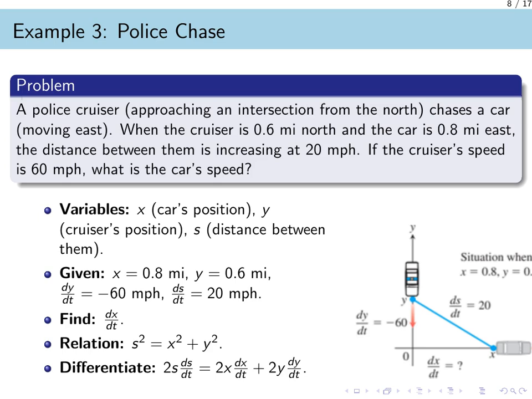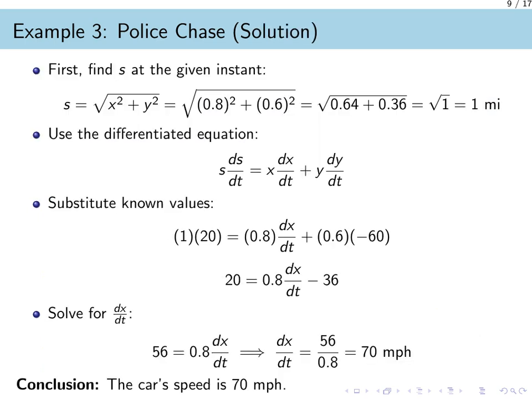The relationship connecting our variables is the Pythagorean theorem. s squared equals x squared plus y squared. By differentiating this equation with respect to time, we get a new equation that relates all the rates. Our goal is to use this derivative and the given values to solve for dx/dt, which is the speed of the car.